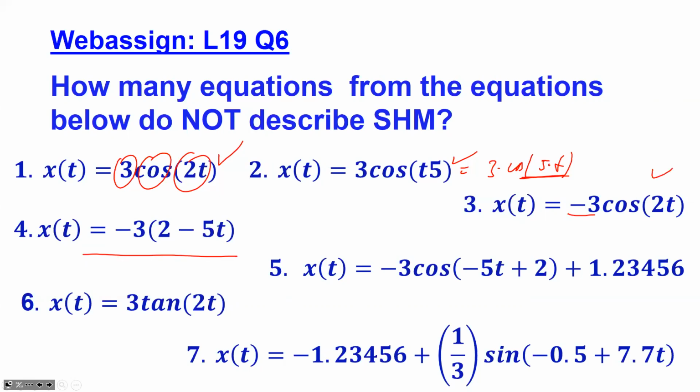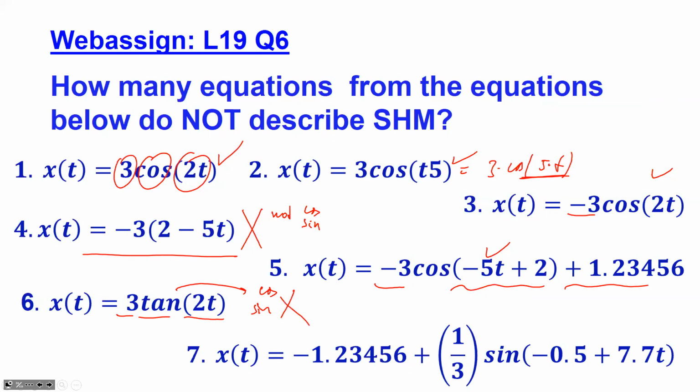Next one, wrong. Why? It doesn't have a function, no cosine or sine. Next one, the coefficient works. Next one, the coefficient, the function works. Oh, stop. No. This is a tangent. We need cosine or sine. So wrong.